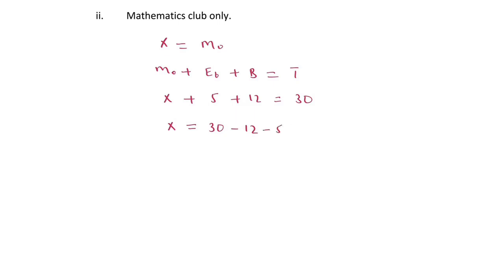For Roman 2, we are supposed to find the number of students who participate in mathematics club only. For this one, we are going to let X be students in mathematics club only. Then students in math only, plus students in English only, plus those who take both, equals the total number of students. Substituting the values, our equation is going to be X plus 5 plus 12 equals 30. Next let us combine the constant terms. Then X equals 30 minus 12 minus 5, which after solving gives 13. So the number of students who participate in mathematics club only is 13 students.